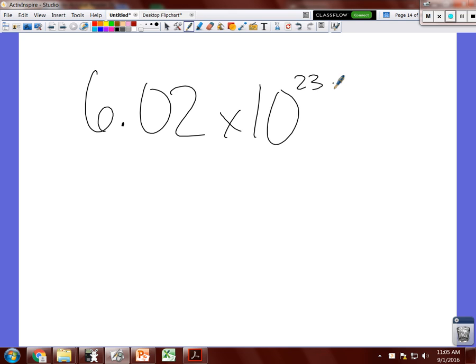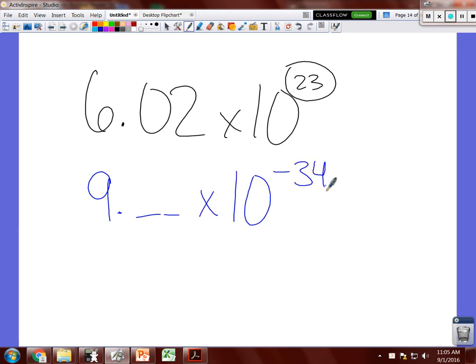Now, this is a really big number, right? Electrons are 9 point something, I can't remember those two numbers, times 10 to the negative 34th. That means there are 33 zeros to the left of that 9. I'm not writing that number. So do you see how important these can be? When you've got really big or really, really small numbers, it is important to be able to do it.